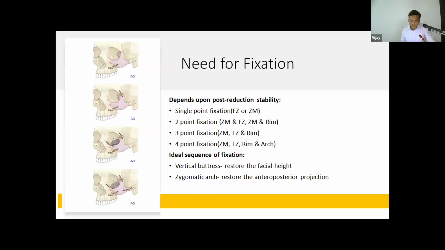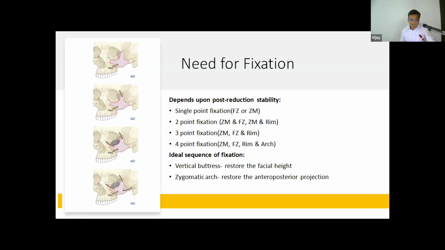Now coming to the need of fixation, it also depends upon the type of the fracture and post-reduction stability. The fracture patterns which are rotated around the vertical axis are usually stable after reduction, but it is always a better idea to look for stability intraoperatively by applying moderate distal pressure over the malar eminence, and any displacement secondary to this maneuver will require fixation.